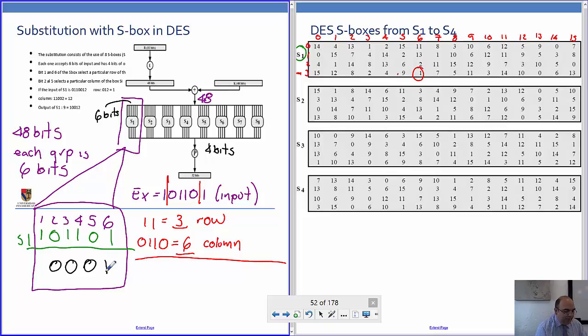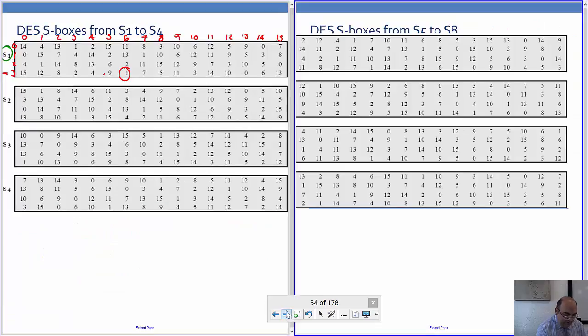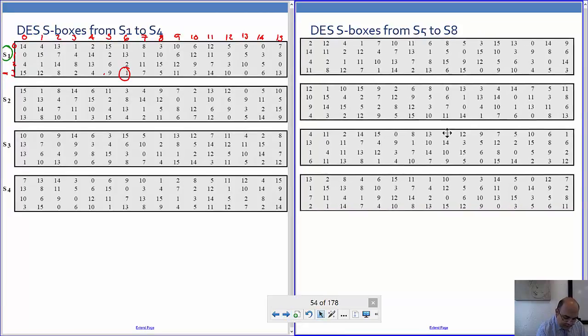Okay? So you get the idea how the substitution, the S-box function works? Okay, so we can continue. Well, we have 8 boxes. That's the other part of the box.